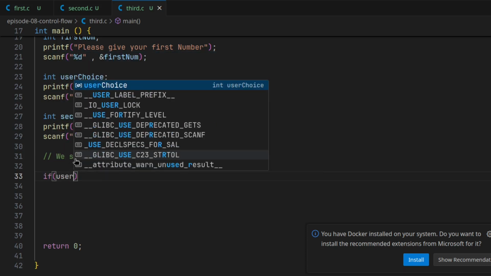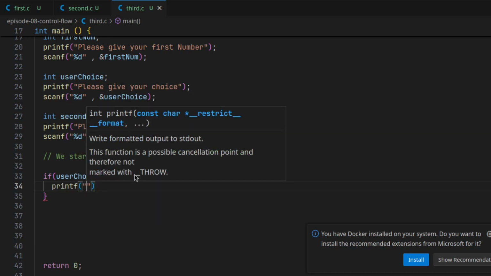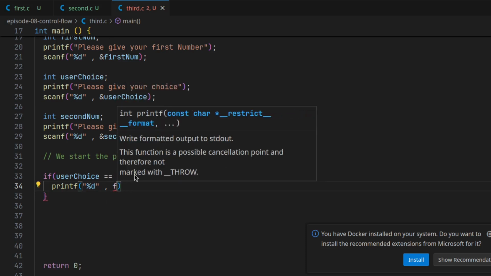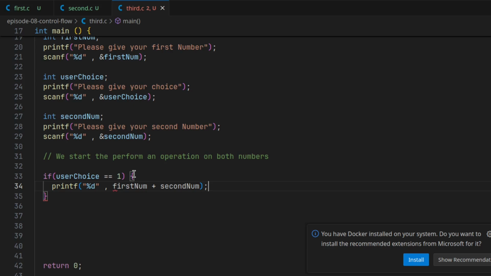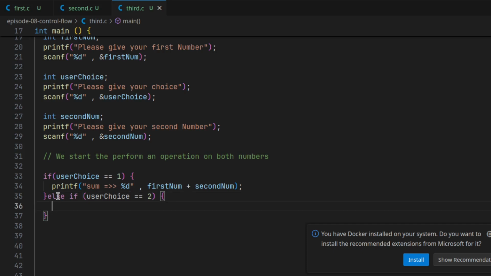If user choice equal to 1, that means what we do? You need to do plus or addition on both the numbers. Printf, and we say %d, oh sorry, my bad, first number plus second number, and here we write the sum. Good. Else if user choice equal to 2, because this is the next condition. If user choice equal to 2, then it actually comes into the second block of code, not in the first block of code.